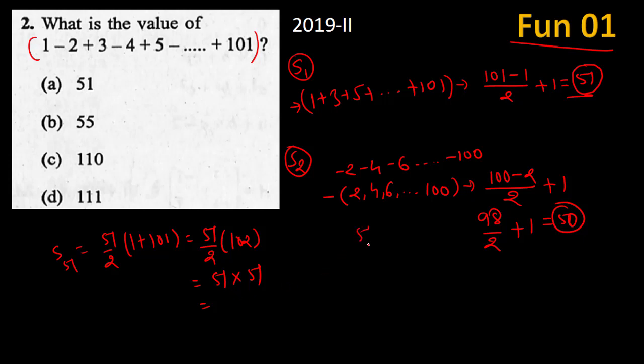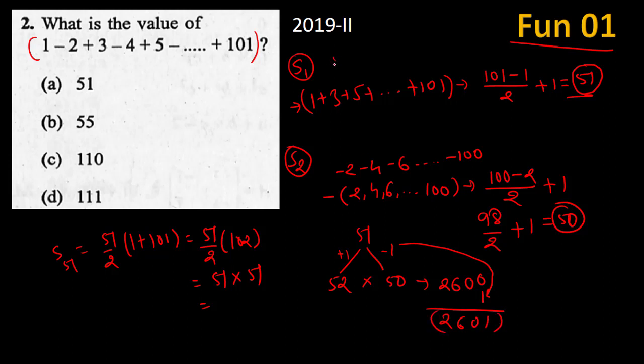How do we find the square of any number? 51 square: I am giving the trick to find the square of any number. For 51, make a round figure. If you subtract 1, you get 50, and if you add 1, you get 52. Now multiply these two numbers. The multiplication gives 2600. Add the square of the number you adjusted by, which is 1. So 2601 is the sum of the first series.